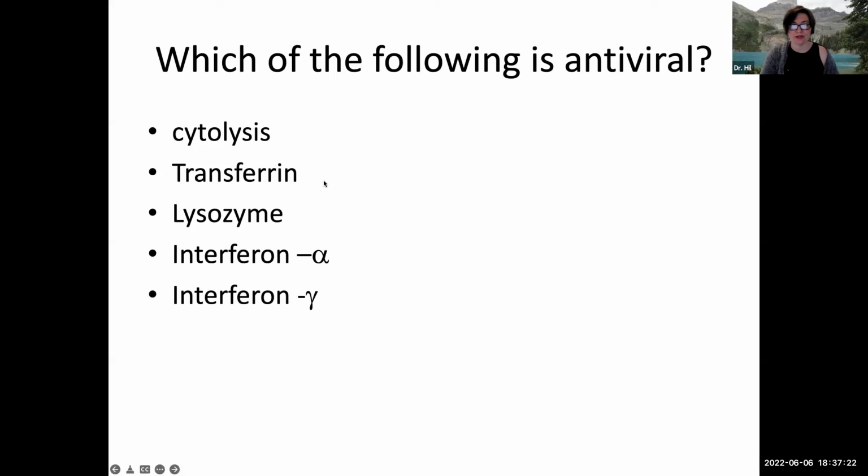Okay, so transferrin is also not antiviral. Raise your hand if you can explain why. Thinking about what transferrin does, why it's important, how it acts. Why is it not antiviral? What's the reason for that?